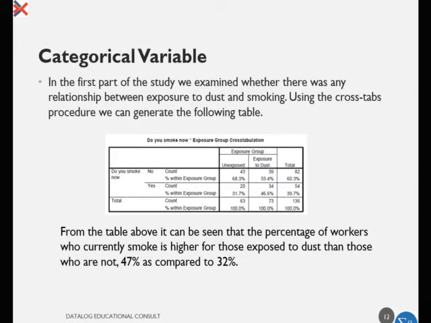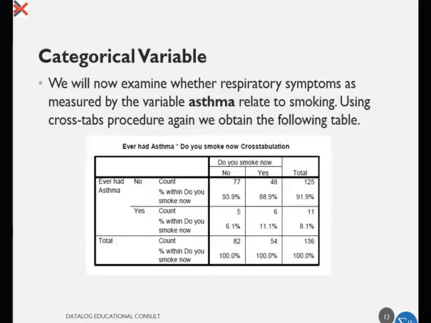In the first part of the study, we examine whether there was any relationship between exposure to dust and smoking. Using the cross tabulation procedure, we generate this table. From the table above, it can be seen that the percentage of workers who currently smoke is higher for those exposed to dust than those who are not, 47% as compared to 32%. You see, I'm introducing us to interpreting our data.